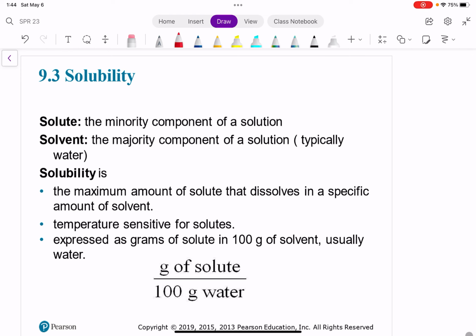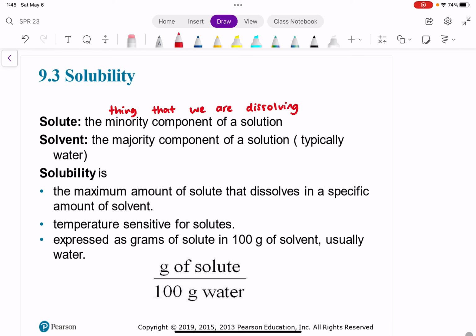So solubility, what is it? In a solution, we always have a solute and a solvent. A solute is the minority component of a solution, or the way I like to think of it is it's the thing that we are dissolving. Okay, so a solute is the thing that we're dissolving. A solvent is the majority component of a solution, typically water, but it could be other things.